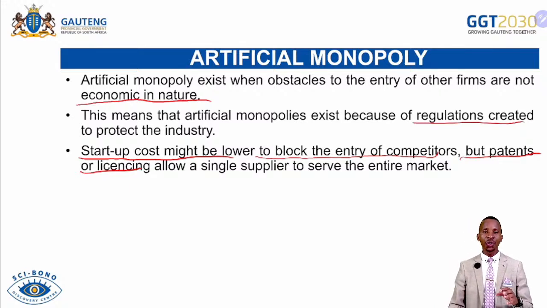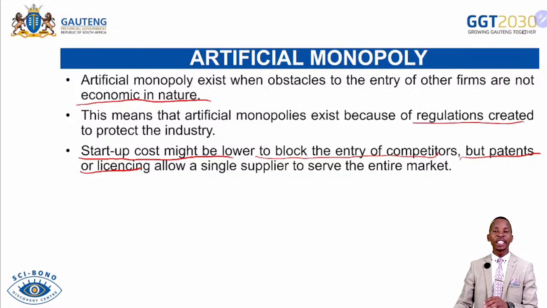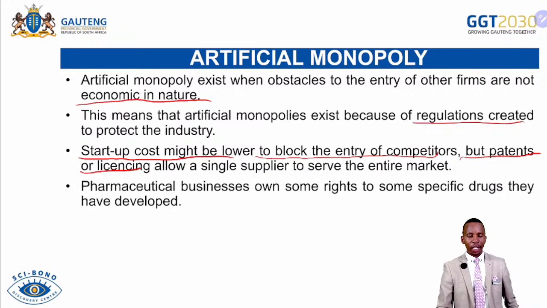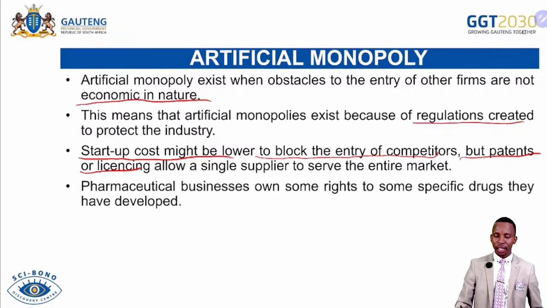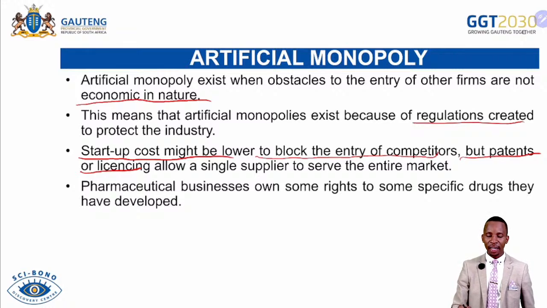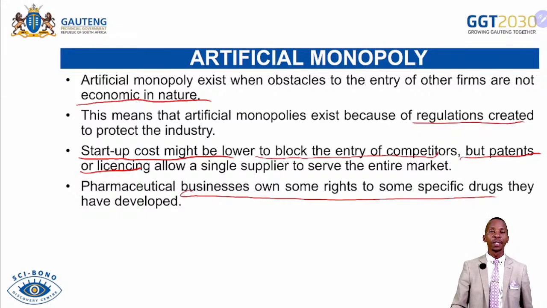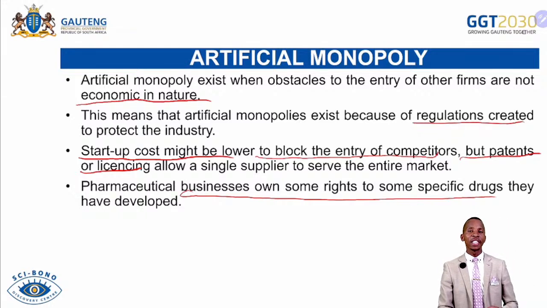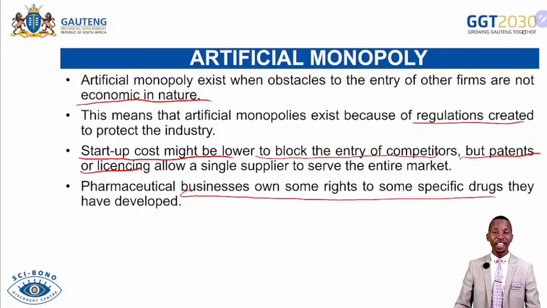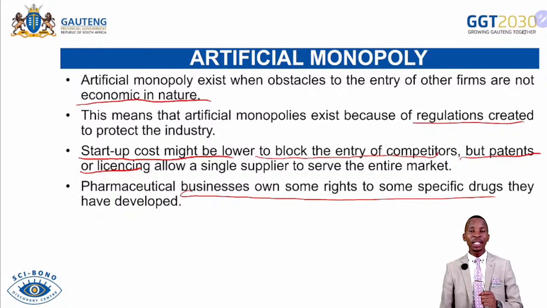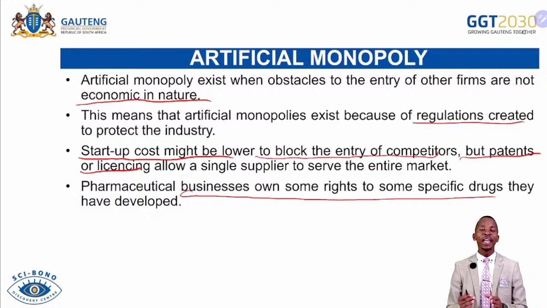So they are not formed naturally. These barriers to entry are not natural, but artificial. They are not economic in nature, but are created through regulations. And if we talk about businesses in pharmacy, most of the time the business owns a right to be the main supplier of the particular drug that was developed. So one firm finds itself being the only supplier of a particular drug. In that case, that firm will be a monopoly, but not naturally, artificially, because it is protected through patents, copyright, and what we call an exclusive right.